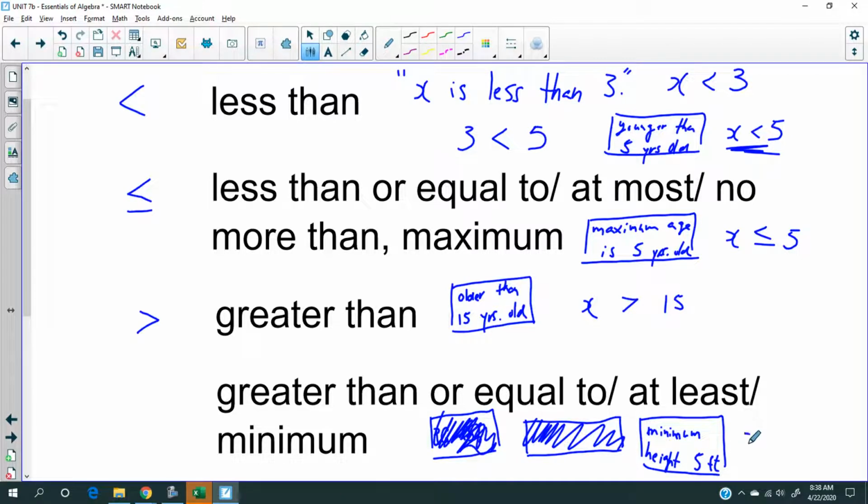So how do you write that? Greater than or equal to. So at least, more than or equal to 5 feet. Can you be more than 5 feet? Of course. If you're 6 foot tall, you can ride it. If you're 5'1", you can ride it. What happens if you're only 5 foot tall? Yeah, you can still do the ride. Now what happens if you're 4'11"? Yeah, you can't, because you don't meet the minimum height. So that's what that means.